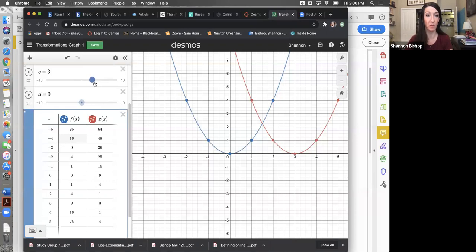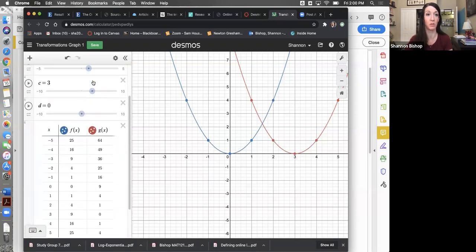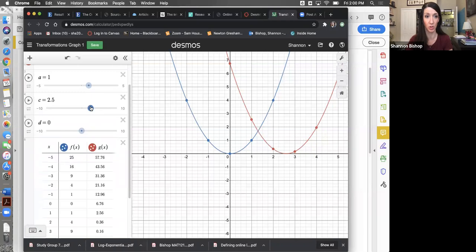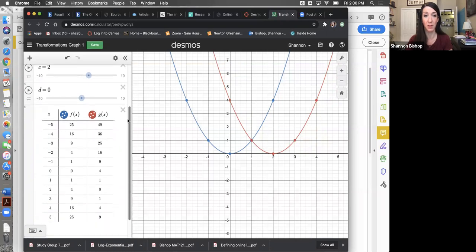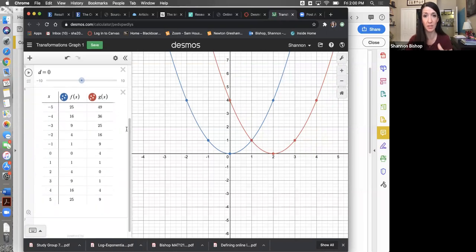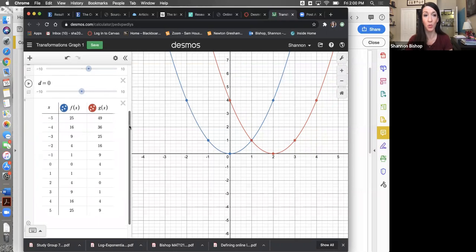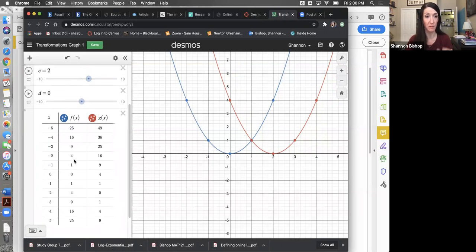And so if I make my C value a 2, so that it's easier to track down, you'll see what I mean here in a second. Here's the way this ends up working. The original function, for instance, had an output of 9 at an input of -3. You square -3, you get 9.